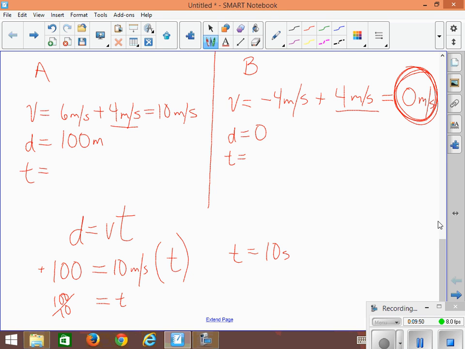So this becomes a very convenient way to address what could have been a more complicated problem, but it's a very easy way to address it by making person B stand still, become 0.